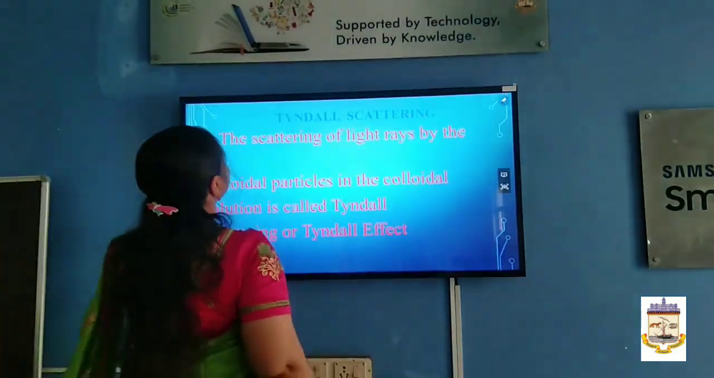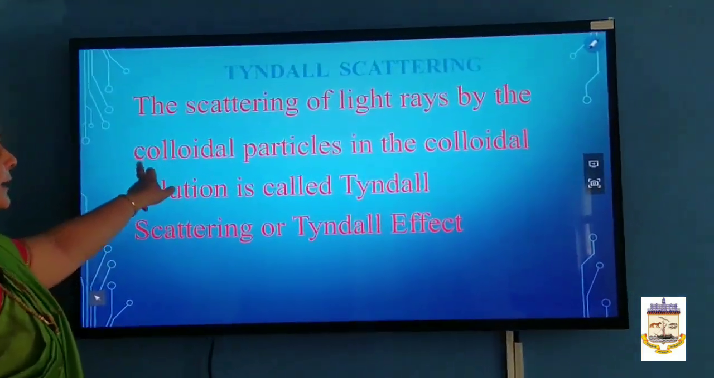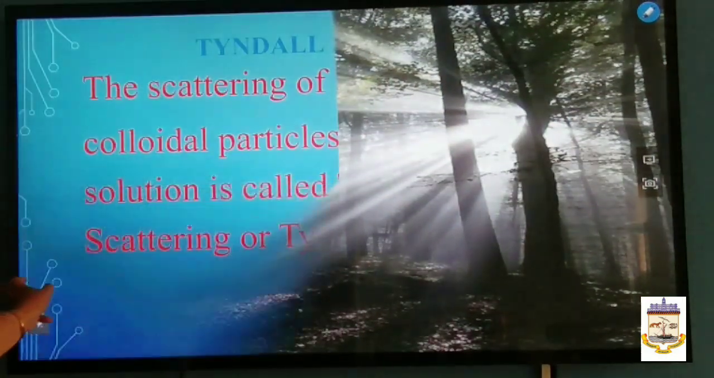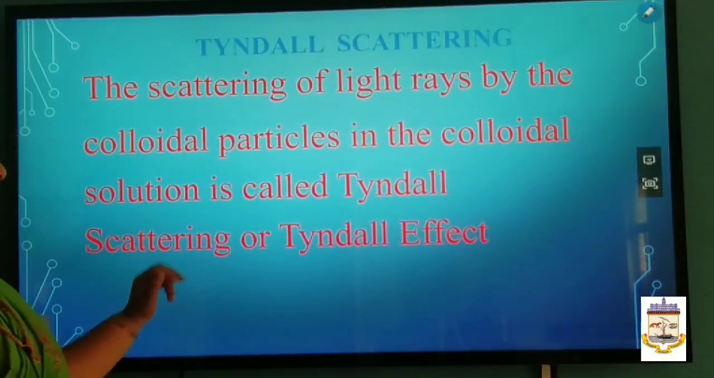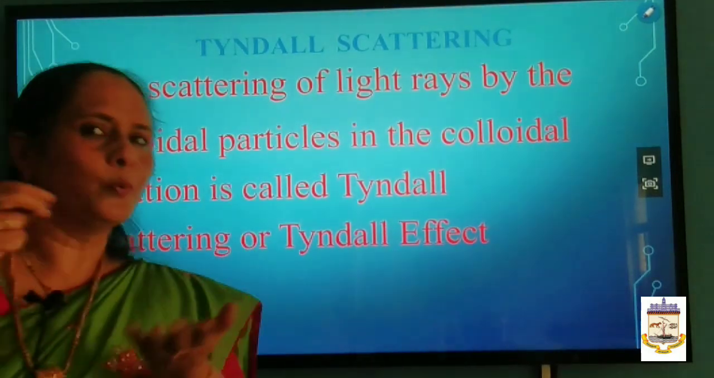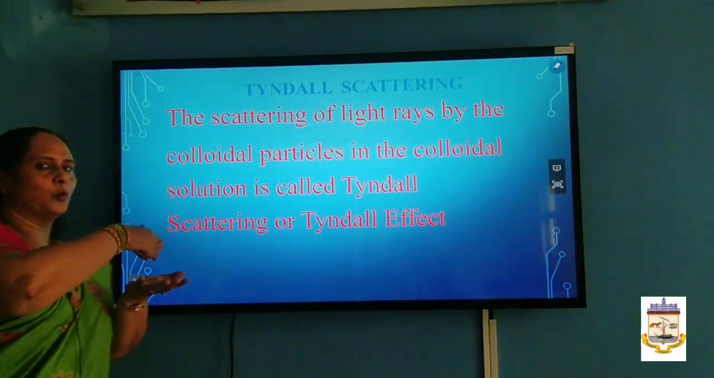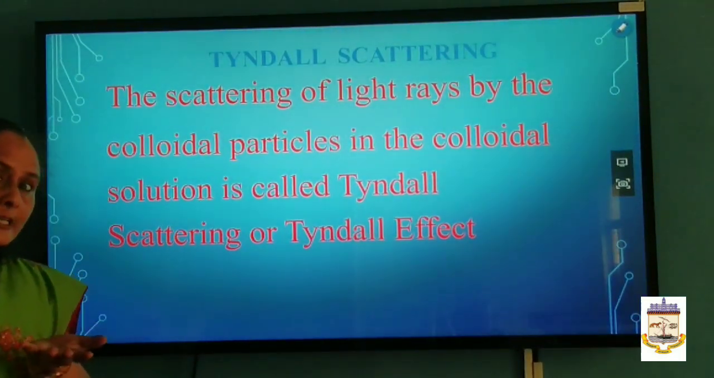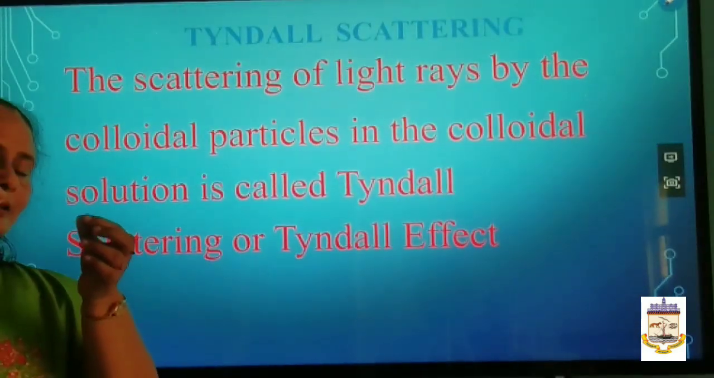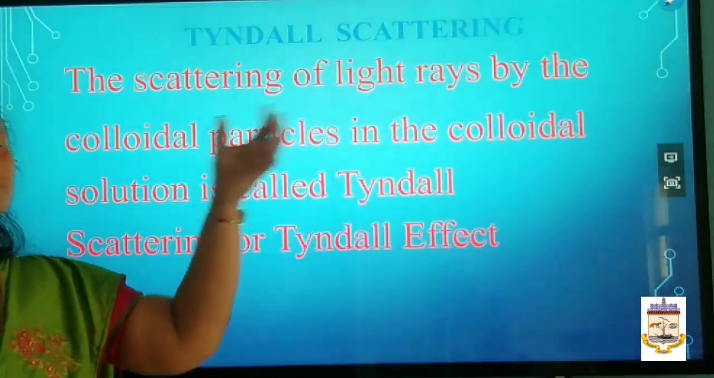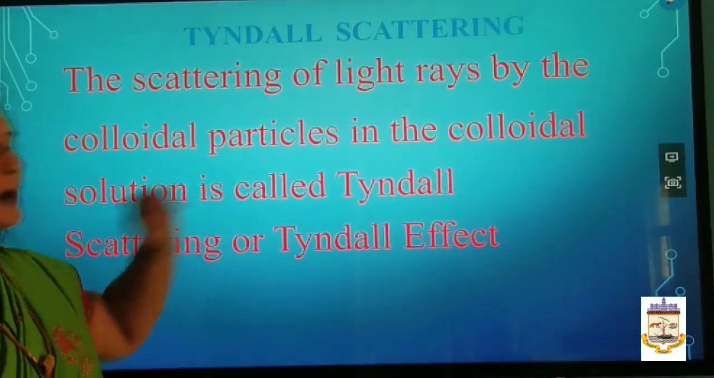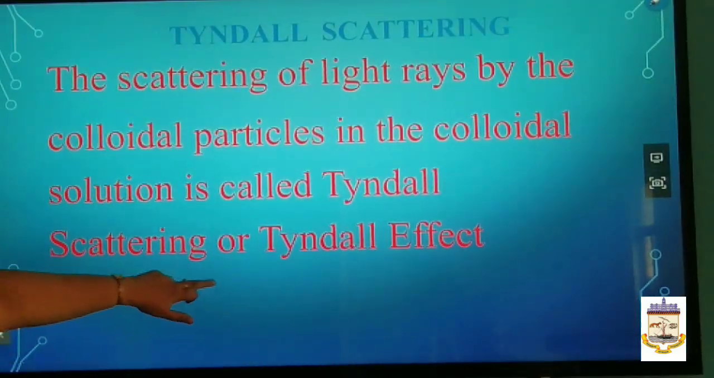Scattering of light rays by the colloidal particles in the colloidal solution is known as the Tyndall scattering or Tyndall effect. Here, when I put the Dettol into the water, those particles hanging in the water started scattering the light. So that is known as the Tyndall scattering, especially with the colloidal particles. It is known as the Tyndall effect.